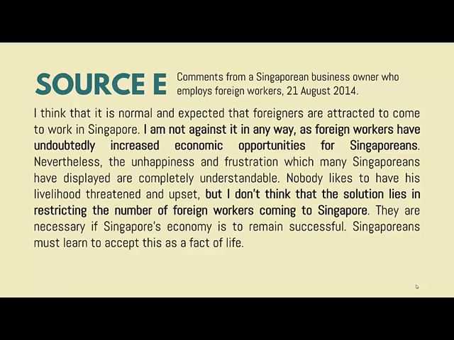Nobody likes to have his livelihood threatened and upset, but I don't think that the solution lies in restricting the number of foreign workers coming to Singapore. They're necessary if Singapore's economy is to remain successful. Singaporeans must learn to accept this as a fact of life. If you need more time to read this, feel free to pause the video, and once you're ready to go on to the next one, you can continue.